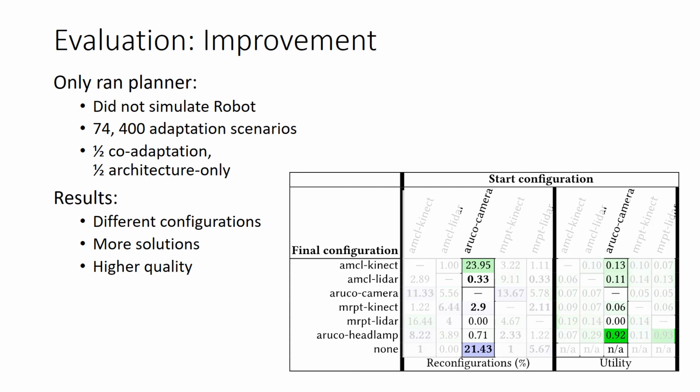Consider the cases in which the robot started in a configuration using a Rocky camera. If co-adaptation is enabled, the resulting plan selects the AMCL Kinect configuration 23.95% more times than when only considering architecture adaptation, and has on average 0.13 higher utility. In fact, the planner is unable to find the plan in 21.43% more cases if the planner is not free to reconfigure the task. More details regarding timing are in the paper, but overall the results show that co-adaptation is both tractable with real robot software and results in different and better plans than software adaptation alone.